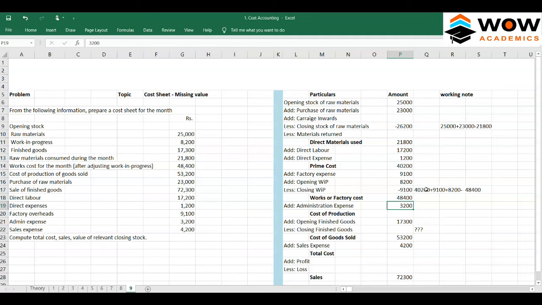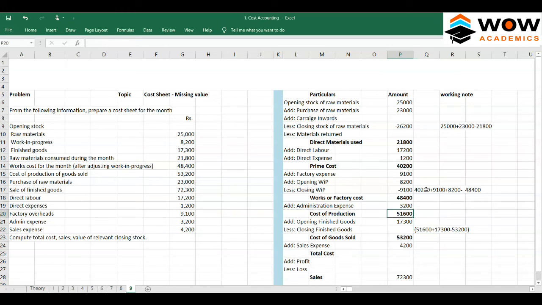So next one is cost of production. Add your works cost and administration expense, that comes to 51,600. Done. So 51,600 plus 17,300 minus 53,200 will give you this closing stock value.